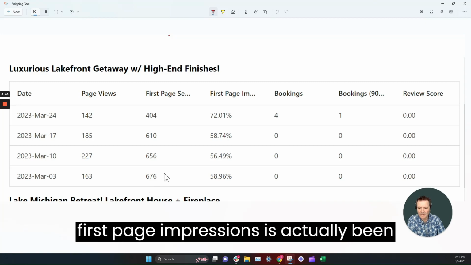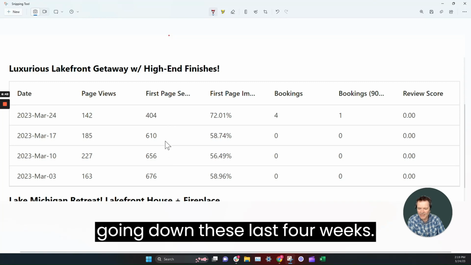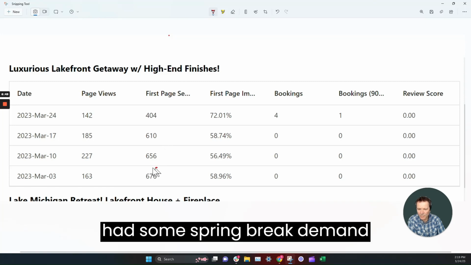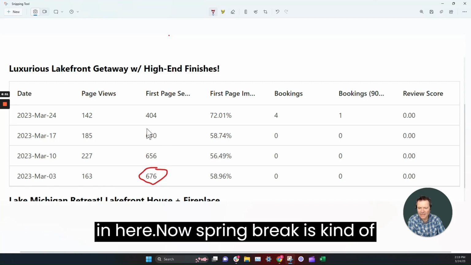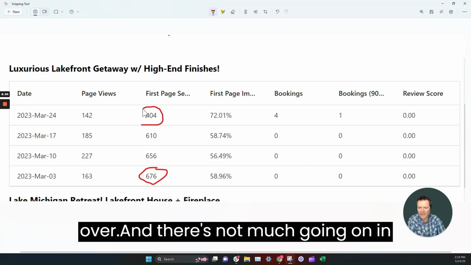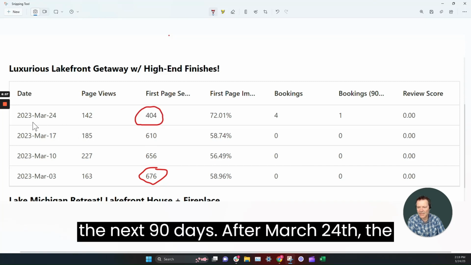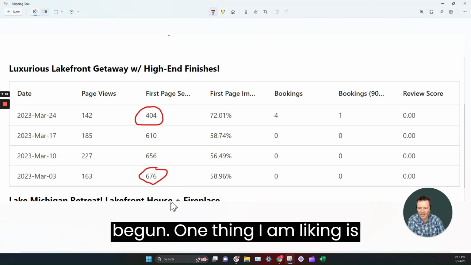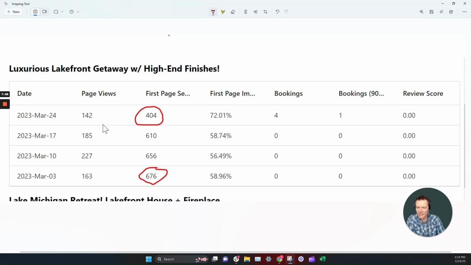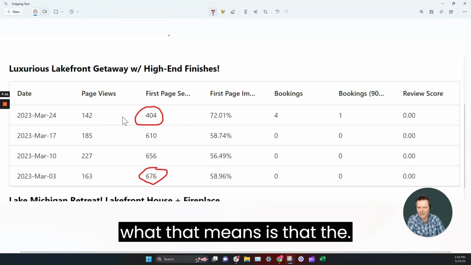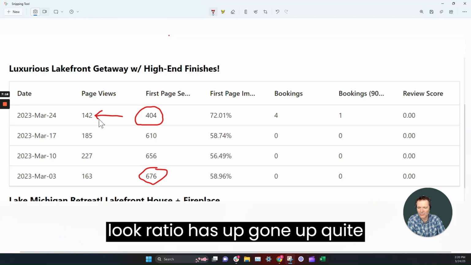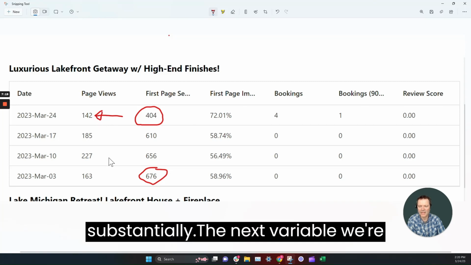What's interesting with these first page impressions is they've actually been going down these last 4 weeks. So what I infer here is it's probably had some spring break demand in here, and now spring break's kind of over, and there's not much going on in the next 90 days after March 24th. The summer booking season hasn't really begun. One thing I am liking is that whilst the first page impression has dropped down, the page views have stayed pretty good. So what that means is that what we call the search to look ratio has gone up quite substantially.